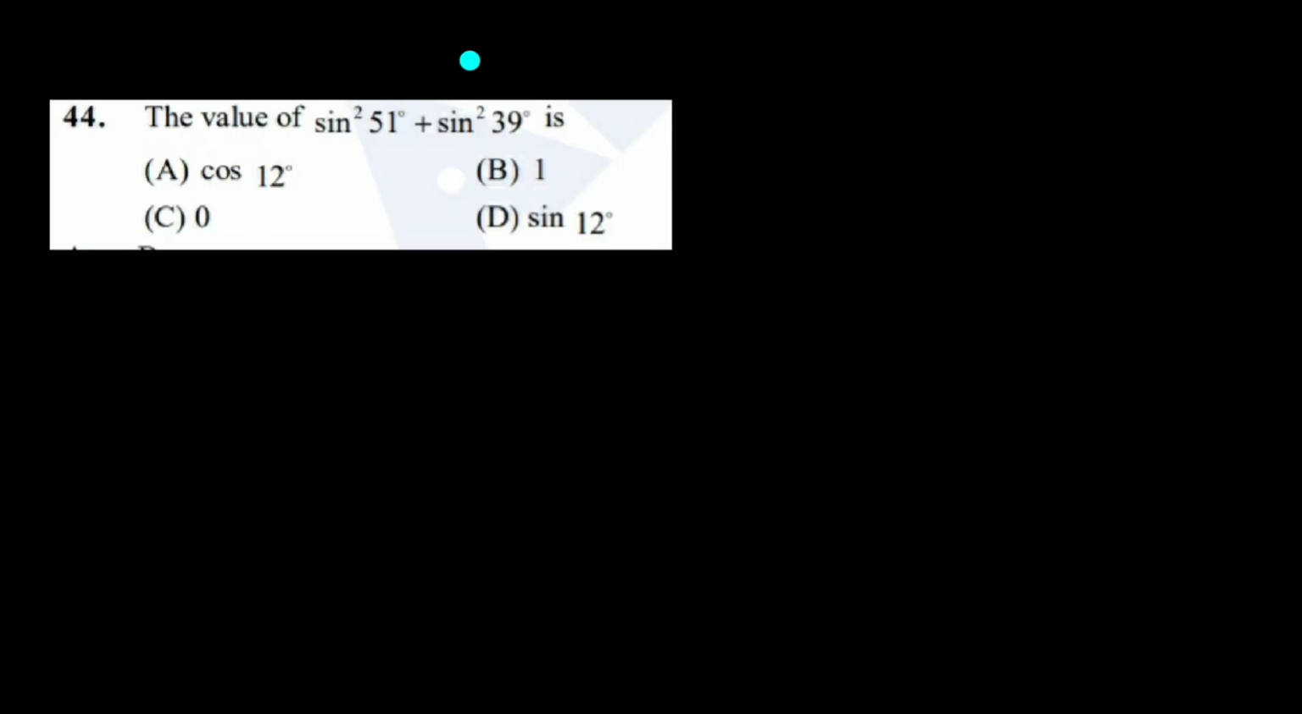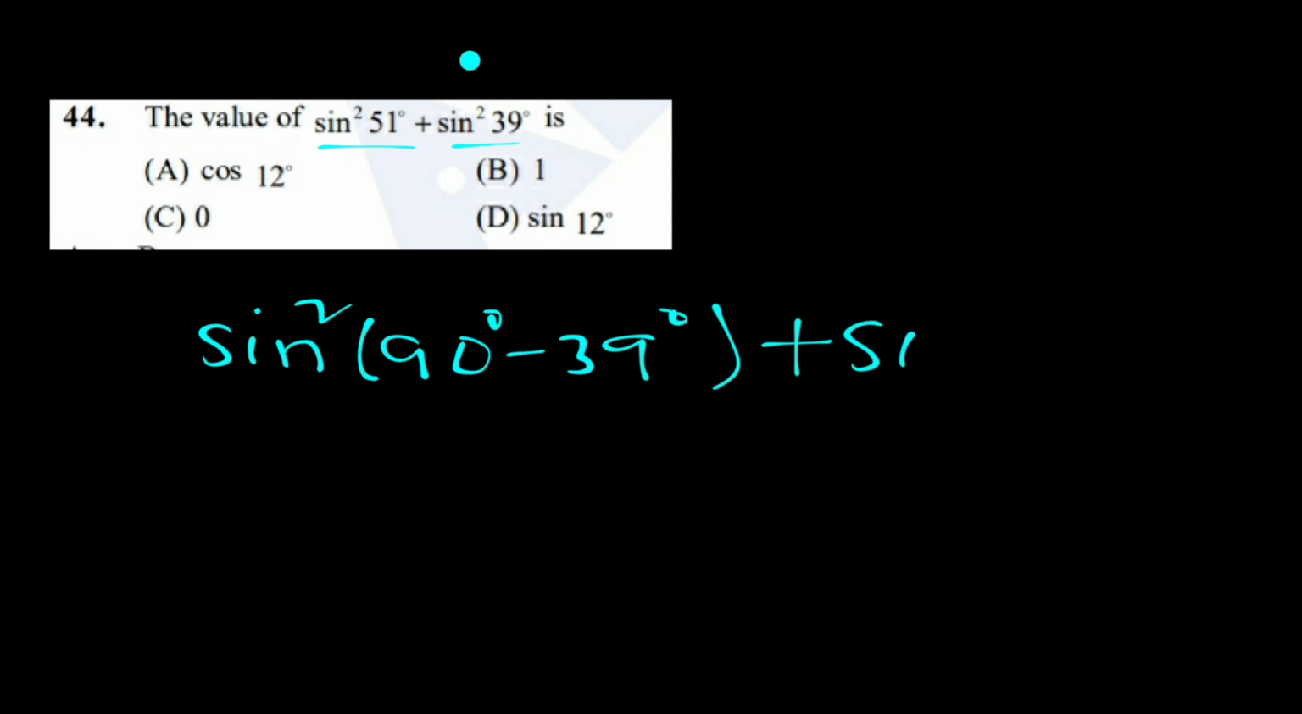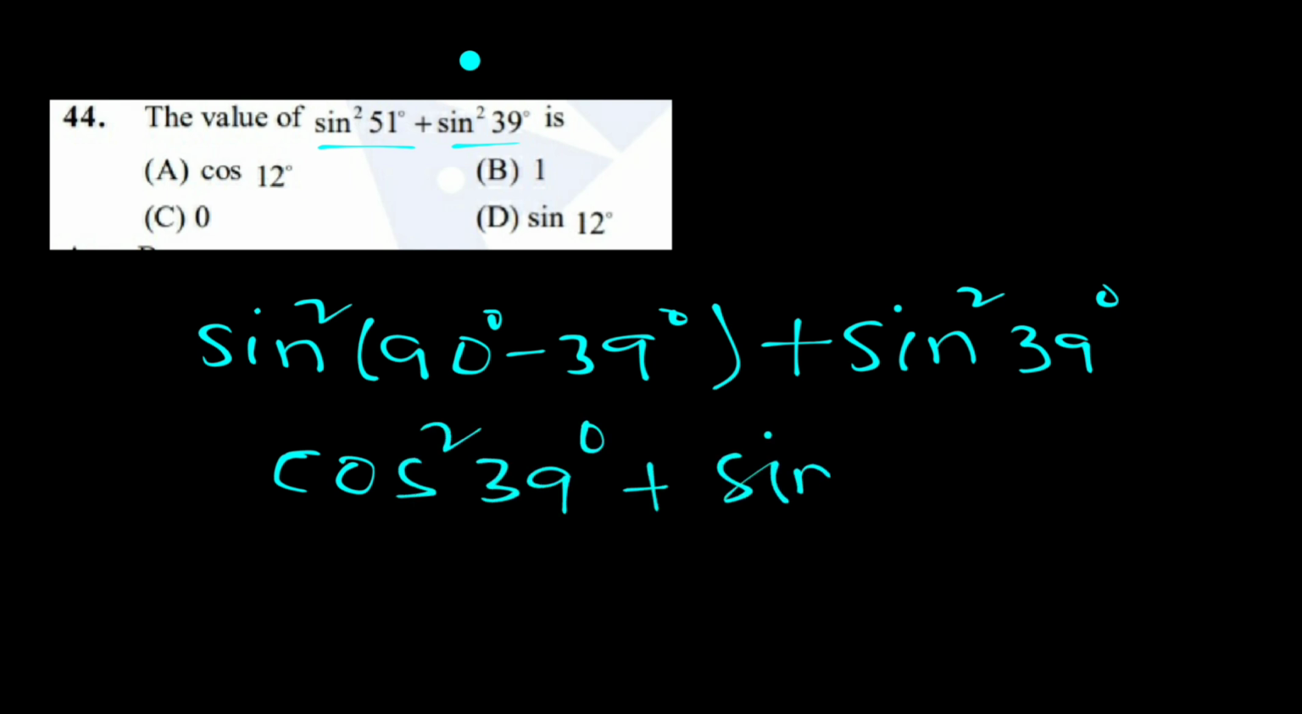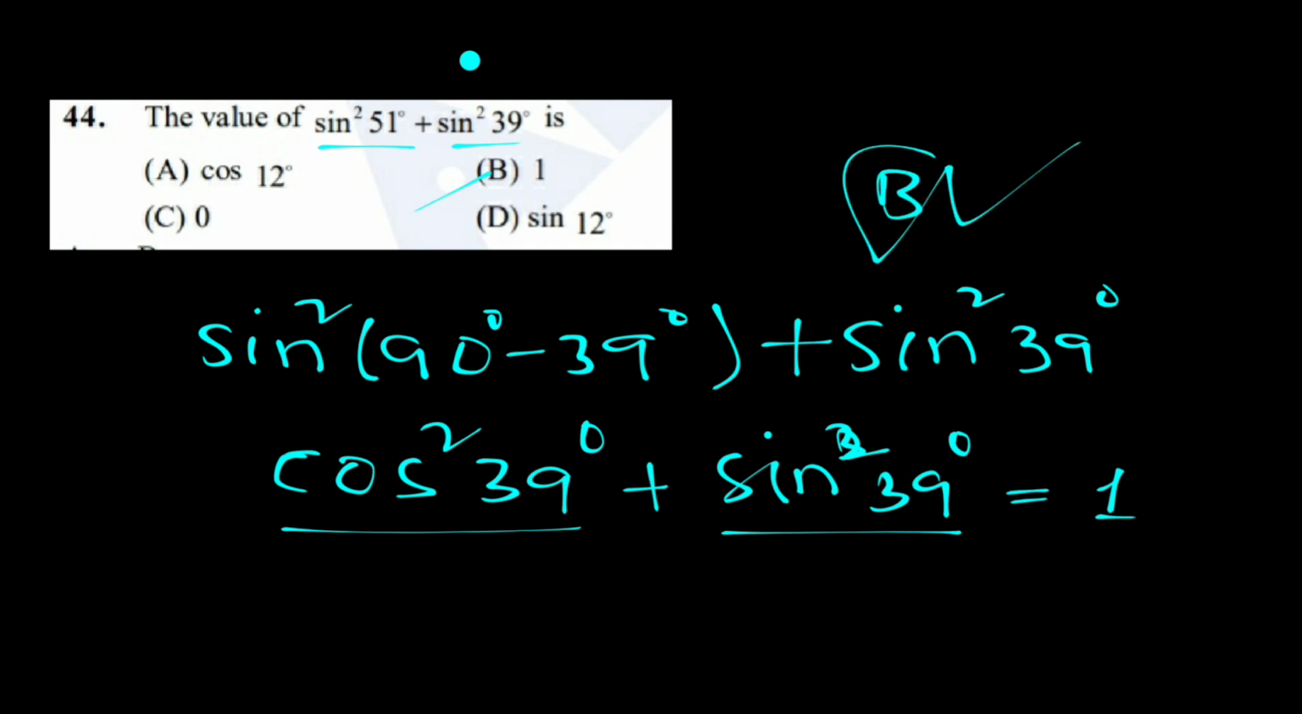Next, problem number 44. The value of sine square 51 plus sine square 39 degrees is. So sine square 51 we can write as sine square of 90 minus 39 degrees plus sine square 39 degrees. Sine of 90 minus theta is cos theta. So cos square 39 degrees plus sine square 39 degrees. So sine square x plus cos square x form is there. Trigonometric first identity, result is 1. So option B is the correct answer.